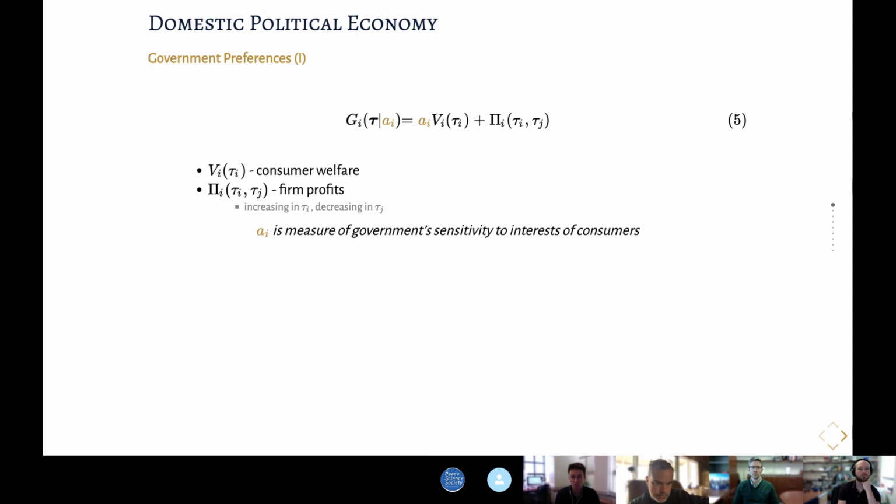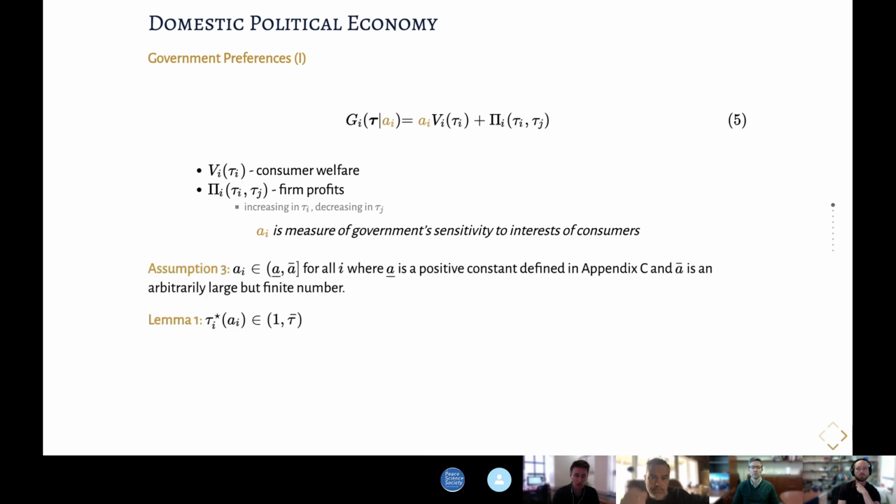And so the government, as I mentioned, is going to care about a mix of these two things, right? And this parameter A sub I is going to determine how much the government cares about consumers relative to producers. So as A gets really large, the government's going to behave as a welfare maximizer in the classical sense, but this pi function is going to be hanging out as an incentive for the government to adopt positive tariffs. And we're going to work in a world in which the government always wants to implement some protection, but we're just not sure exactly how much.